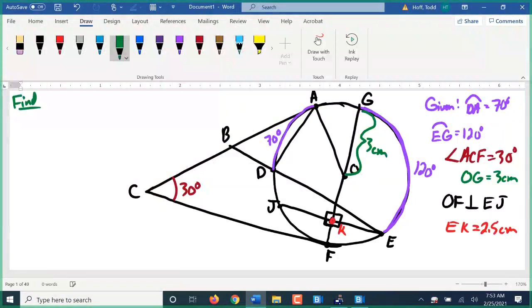So I'm going to ask you to find a few things here. First thing I'm going to ask you to find is relatively easy. Find the length GF. Well, GF, that's just from here to here. That's just the diameter of the circle. We were given that the radius is 3 centimeters, so the diameter is just double that. It is 6 centimeters.